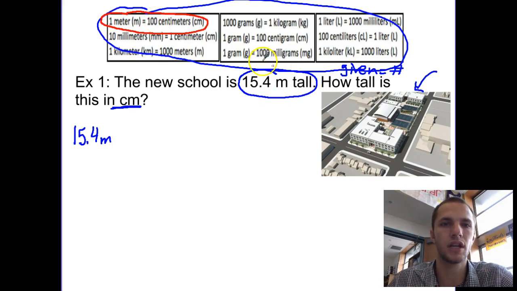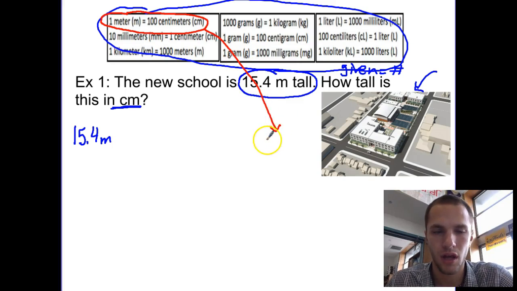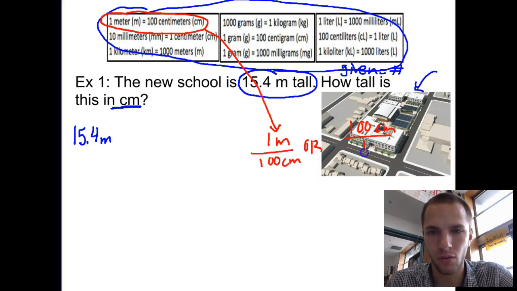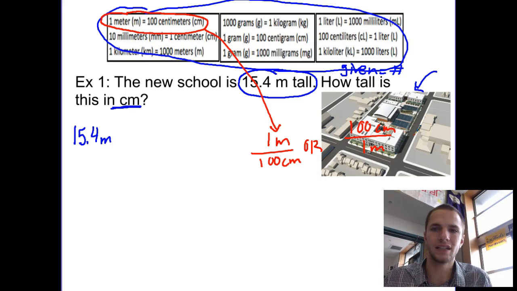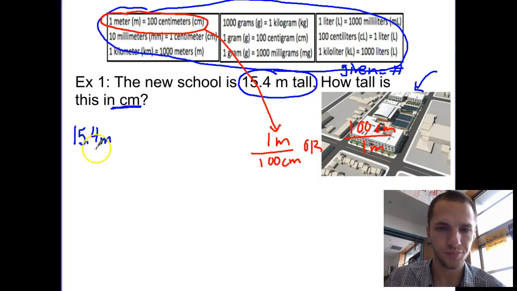So what I need to do is write that as a fraction. So there's two ways that I could write this as a fraction. I'm going to do them down below right here. I could write this as 1 meter over 100 centimeters, or I could write it as 100 centimeters over 1 meter. I need to decide what I want to use based on what's given to me in the problem. What's given to me is 15.4 meters.